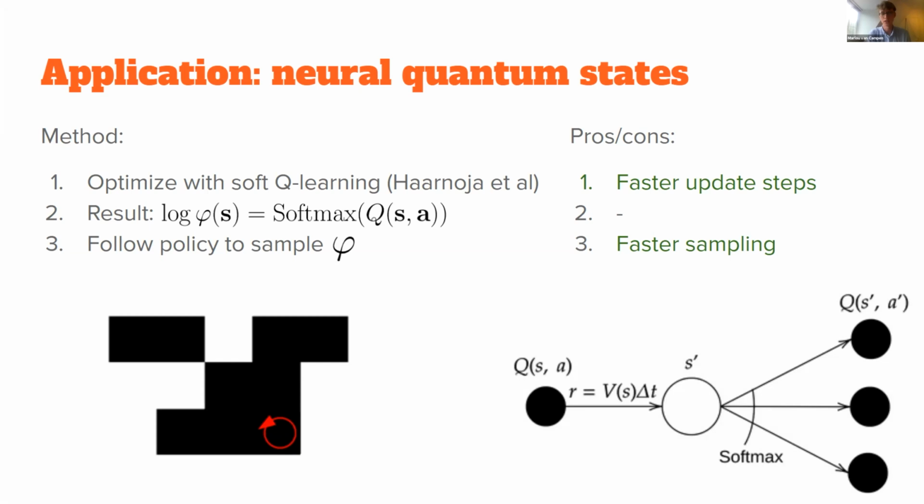So these samples you need to calculate actual observables and properties of your ground state. And because this policy knows where to go, it has learned what are good areas of phase space, it has a lot faster sampling of your ground states.